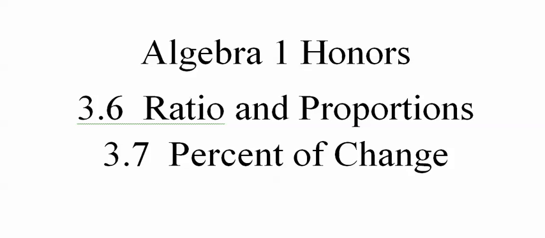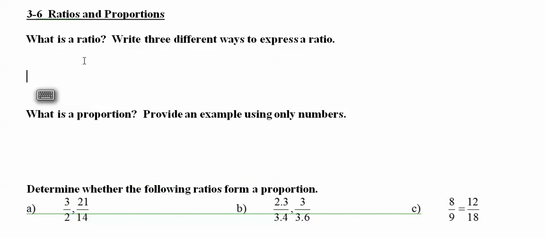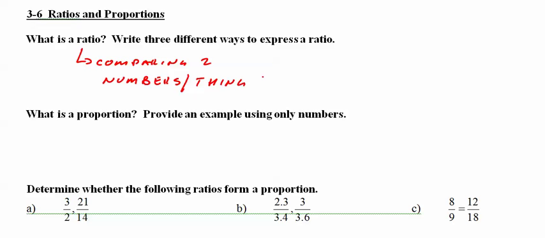Algebra I Honors, Lesson 3.6, Ratios and Proportions, and Lesson 3.7, Percent of Change. So what's a ratio? Well, a ratio is comparing two numbers, or two things, I could say. Lots of different ways to write ratios. Most typical is 1 to 2. You could also write it 1 to 2 or literally 1 to 2.